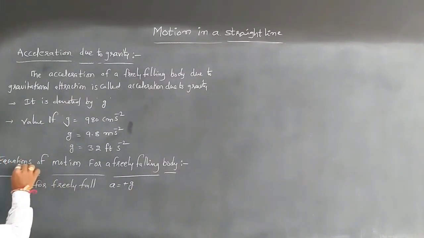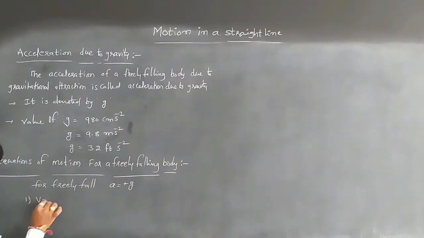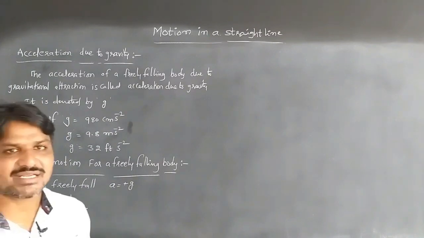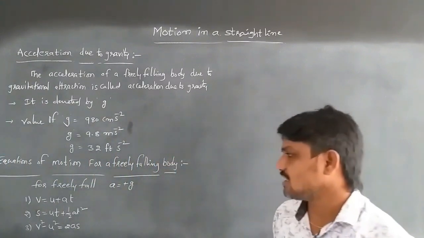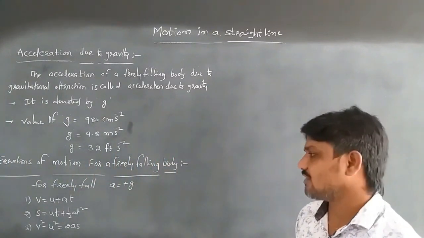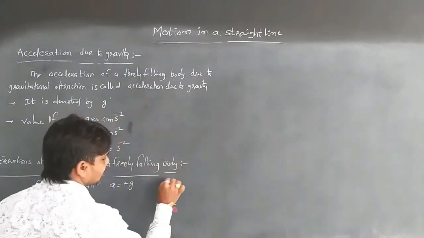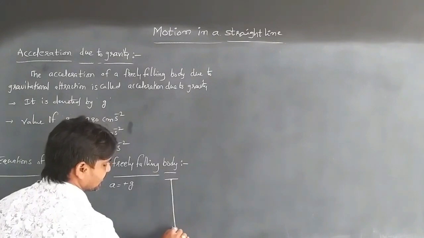In the case of equations of motion for freely falling bodies, we know the equations of motion. V is equal to u plus at, the second one is s is equal to ut plus half at square, and the third one is v square minus u square is equal to 2as. These are the kinematical equations of motion. In these equations we are going to substitute whenever the body is freely falling from a certain height.